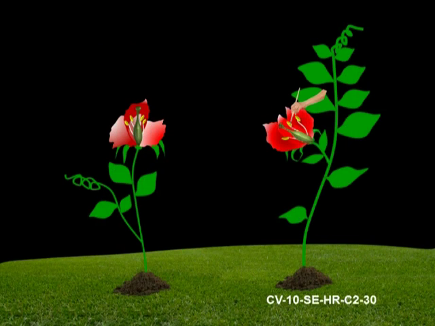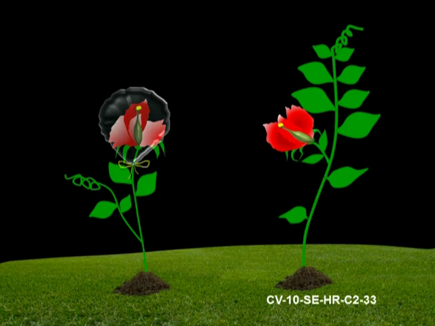He transferred the pollen grains from the anthers of the stamen of the tall pea plant to the stigma of the pistil of the dwarf pea plant, or vice versa. He cut the anthers and covered the flower to avoid further pollination.